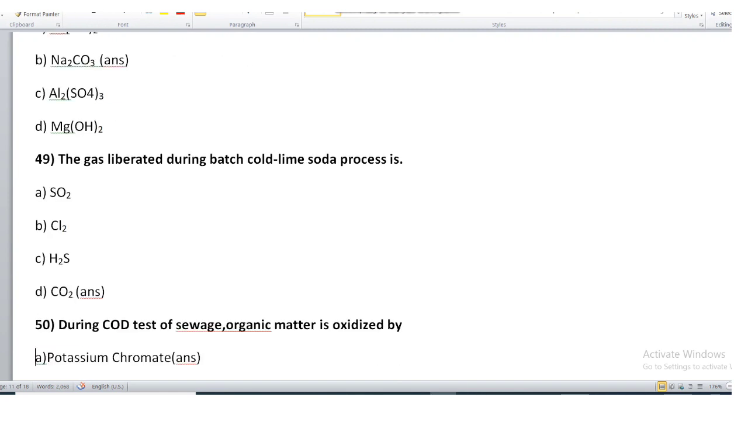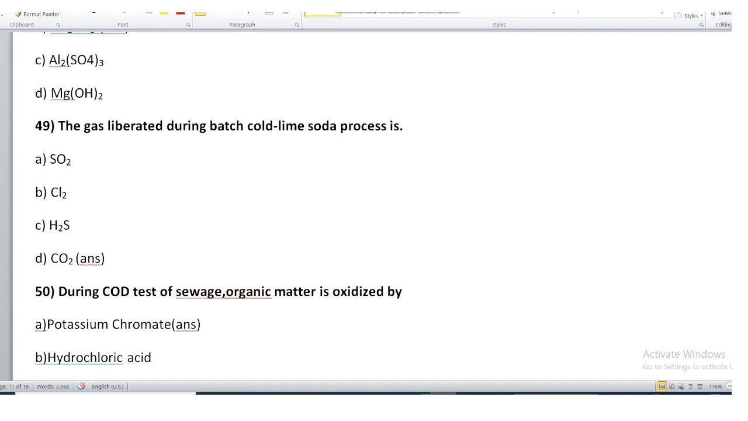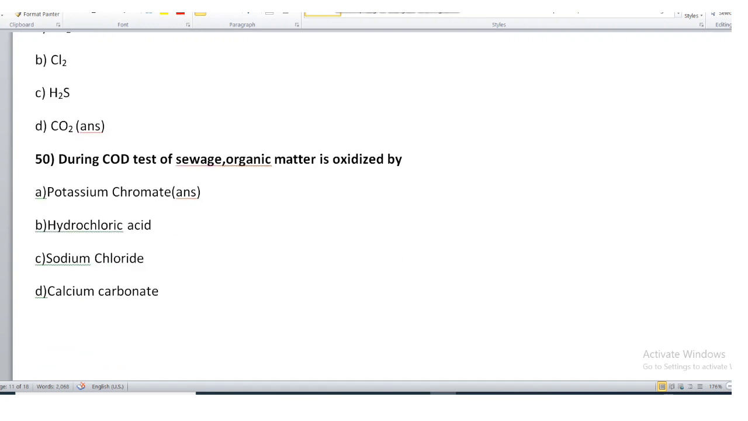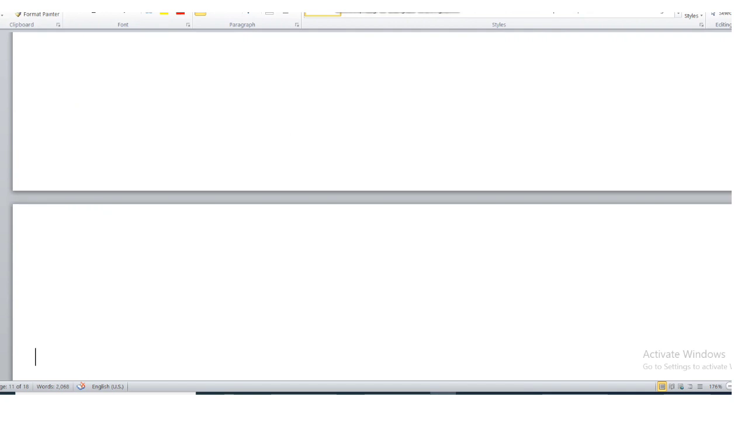The gas liberated during the batch lime soda process is carbon dioxide. During the COD test of sewage, organic matter is oxidized by which chemical? It is oxidized by potassium chromate.